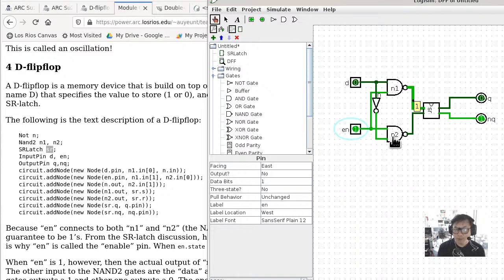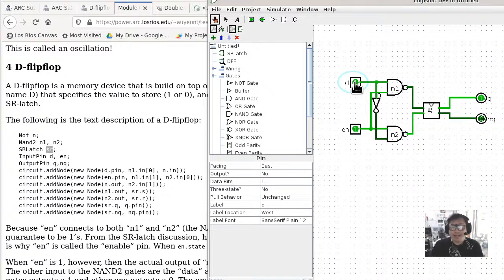But we also want to see what's going to happen to N2. If D is a 1, then the negation of that is going to be a 0. So N2 will now become a 1, so the R pin of the SR latch is going to be a 1. In other words, the S pin of the SR latch is going to be a 0, telling the SR latch to set its output, but the R pin is going to be a 1, which is not doing a single thing. It's not asking the SR latch to reset. So we are only asking the SR latch to set, just like that.